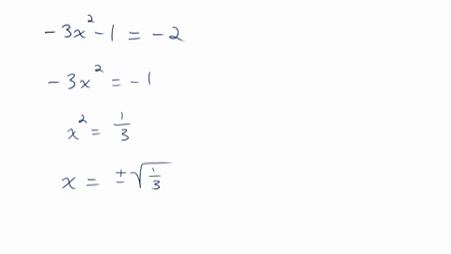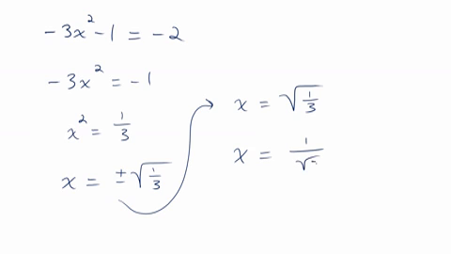Now we have two possible answers. However, the negative root of 1 over 3 is not in the interval from 0 to 1. So we only have one solution. We have x is equal to the positive, or the principal, square root of 1 over 3, which could also be written as x equals 1 over the square root of 3, or as root 3 over 3. So at 1 over the square root of 3, this function assumes its average value of negative 2.